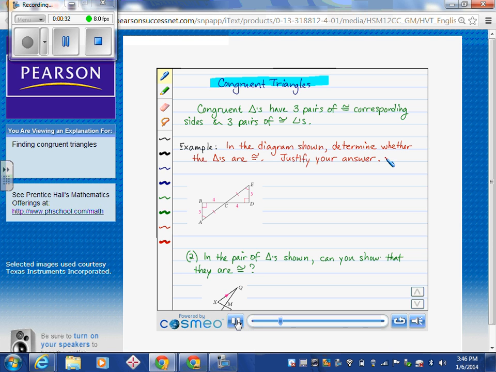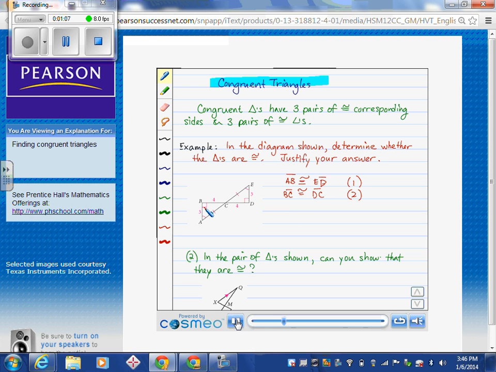Okay, so let's start with what we do know to be true. I see that side AB is congruent to side ED. They're both 3 units long, whatever those units are. That's one pair of sides. I also see that BC is congruent to DC because they're both 4, so there's a second pair of corresponding sides. I don't know about the third side, AC and EC.